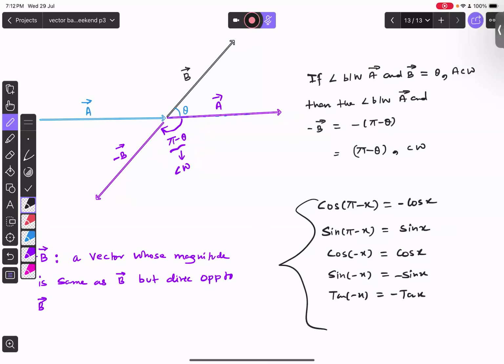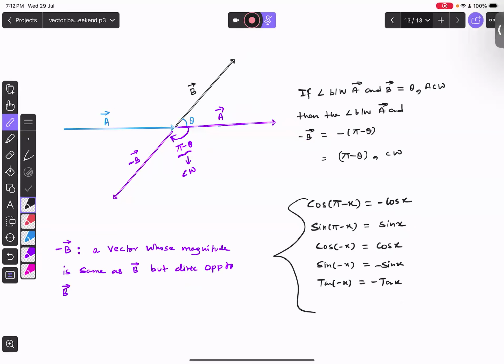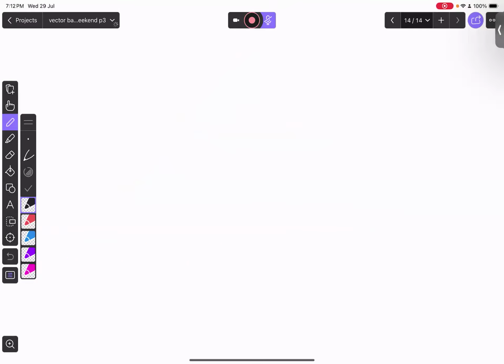Okay, I can take a new page. Next, what we'll be doing is what to do if I have to find A minus B. So A minus B is not really A minus B. It is adding A and another vector which is minus B. And this minus B vector has the same length as the vector B. So if I ask you to find the magnitude of the sum of the vectors A and minus B.